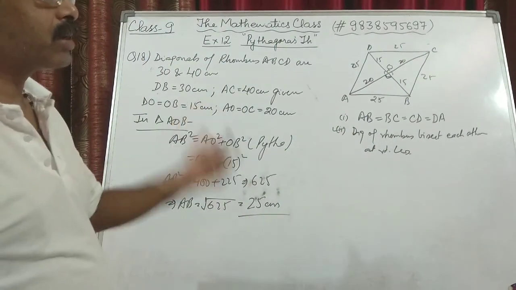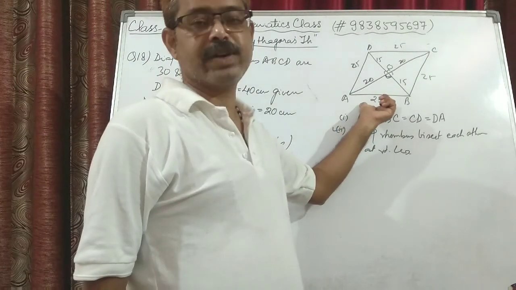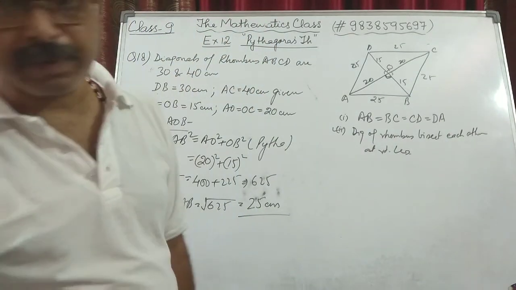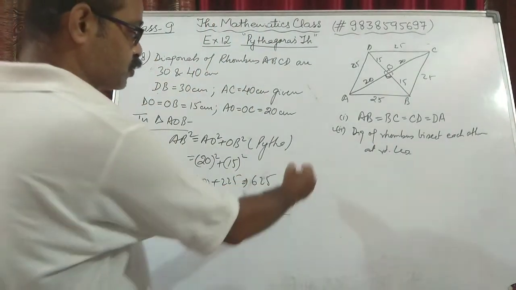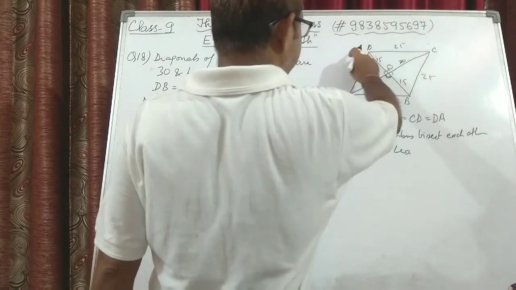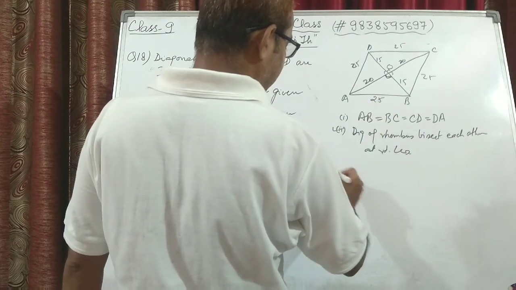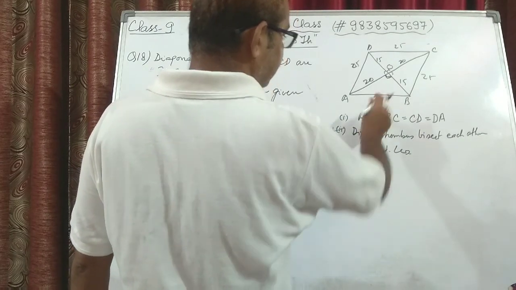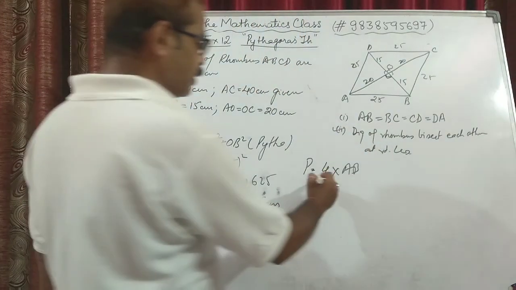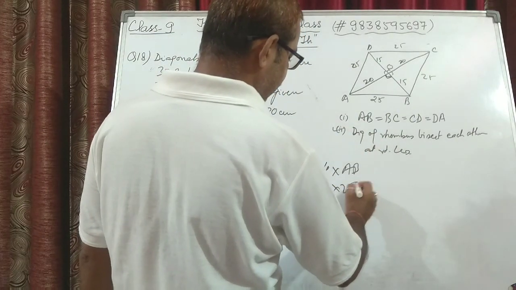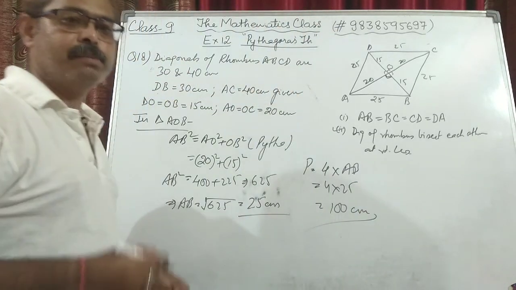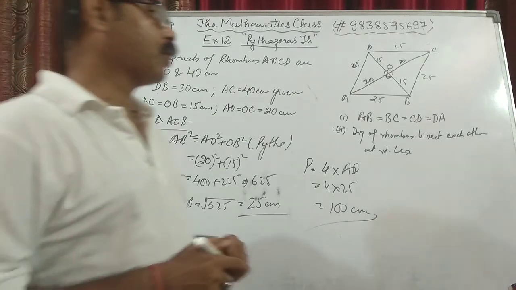Why? Because all the sides of the rhombus are equal. If one side is 25, then all the other sides will also be 25. We have to find its perimeter. So perimeter will be what? If all the sides are equal, this plus this plus this plus this, or simply 4 times AB. Instead of adding all these 4, we simply multiply by 4 because all these sides are equal. So 4 into 25, and that is 100 centimeters, the perimeter of this rhombus.